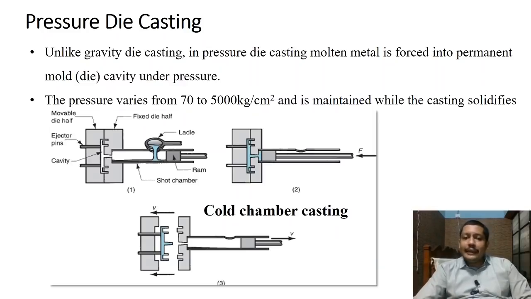So when we apply pressure, we call that casting process the pressure die casting process. The pressure varies from 70 to 5000 kg per centimeter square, and you have to keep the pressure until the casting solidifies. As I told you, there are two types of pressure die casting available. One is called cold chamber die casting and the other is called hot chamber die casting.